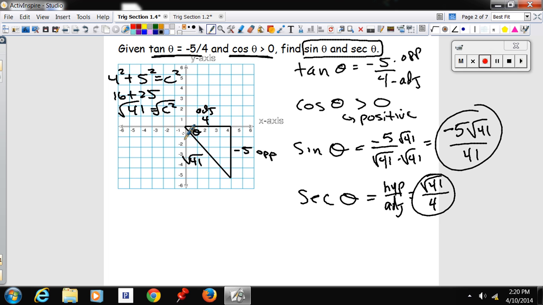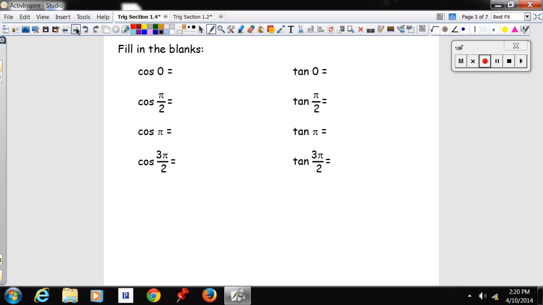All right, let's get to, these are on your chart. Get your chart and your unit circle out. Cosine at 0. 0 radians. Find 0 radians on your chart and find the cosine.